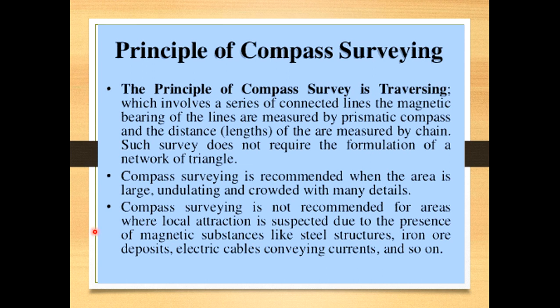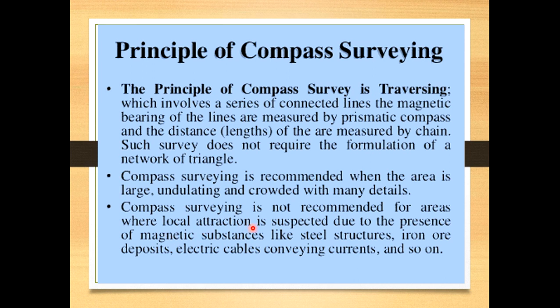Compass surveying is not recommended for areas where local attraction is suspected due to the presence of magnetic substances like steel structures, iron ore deposits, electric cables conveying currents, and so on. See the third point: compass surveying is not recommended for areas where local attraction is suspected.